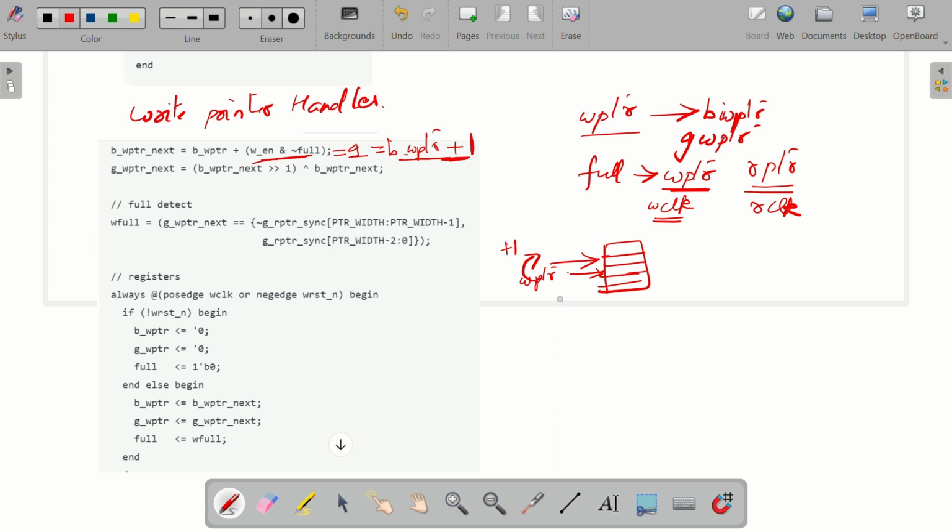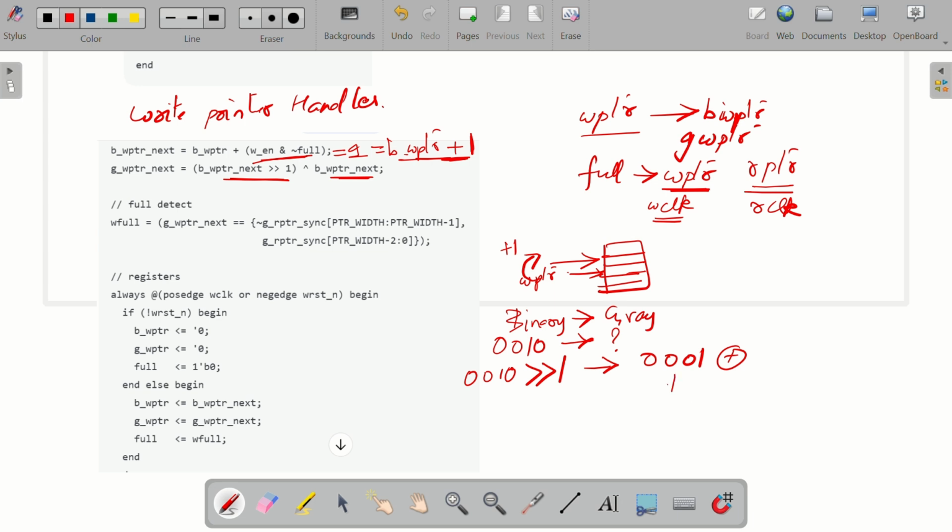Let's take a small example to understand this conversion. Let's say I'm doing binary to gray conversion, and my number here is 0010. I am supposed to find the gray encoding for this. So what is this doing? This is right shifting my binary value by 1. When I right shift 0010 by 1, I obtain 0001. Next, I'm supposed to XOR it with the same value. So let's do that here.